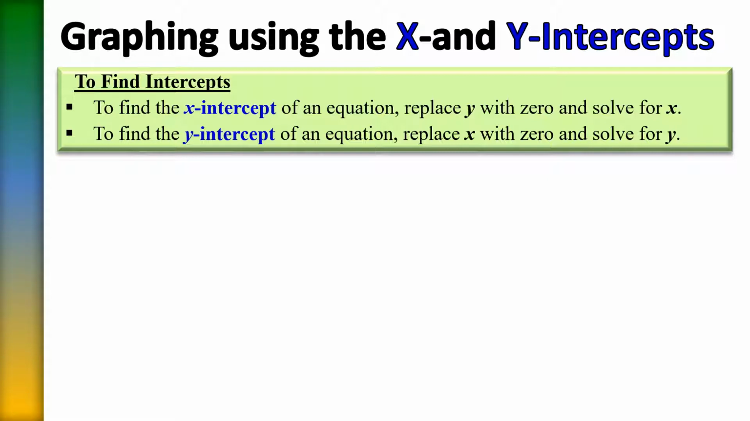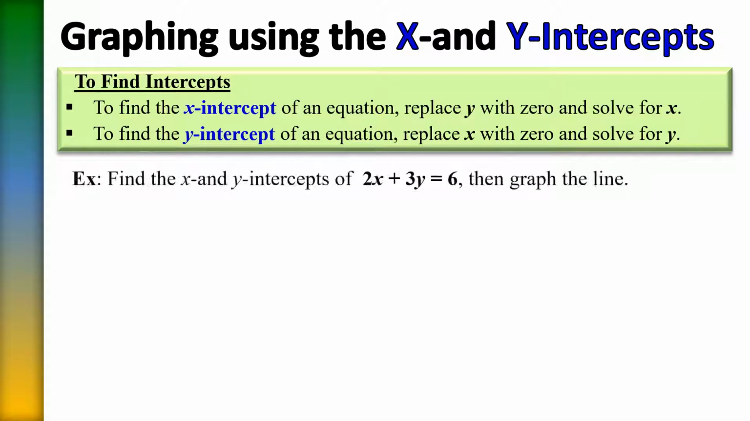Now if you want to find the X-intercept of an equation, all you have to do is replace the Y with 0 and then solve for X. On the other hand, if you want to find the Y-intercept of the equation, then you're going to remove X and replace it with 0 so that you can solve for Y. In other words, you're always going to replace a variable with 0 in order to solve for the other variable. All right? So here's the given equation, 2x plus 3y equals 6.